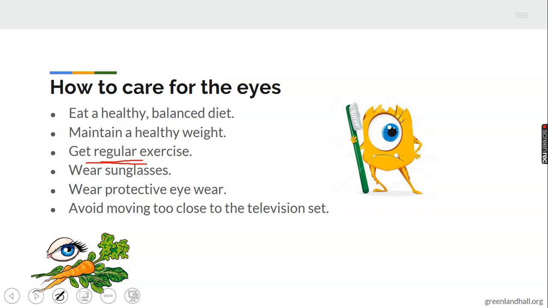It means you should wear good sunshade. You also wear protective eyewear. Yeah, they go together. Protective eyewear protects you also from harsh conditions. Avoid moving too close to the television set.